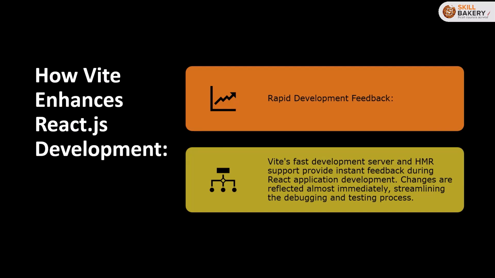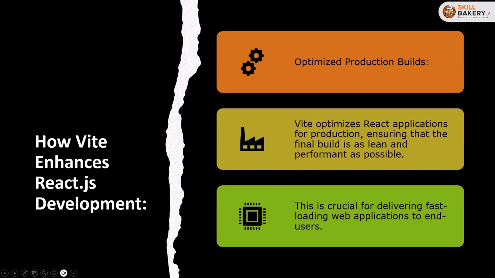First being rapid development feedback. Vite's fast development server and HMR support provide instant feedback during React application development. Changes are reflected almost immediately, streamlining the debugging and testing process. It also optimizes production builds. Vite optimizes React applications for production, ensuring that the final build is as lean and performant as possible. This is crucial for delivering fast loading web applications to end users.